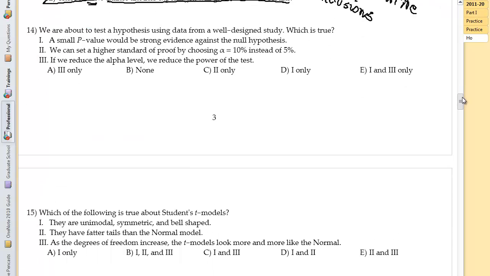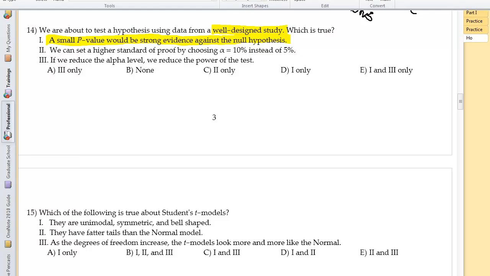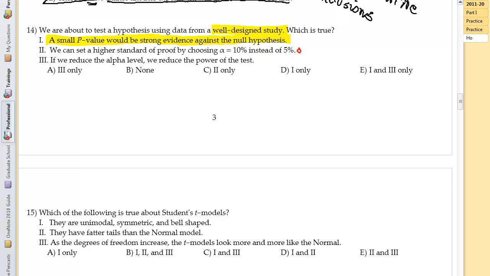All right, last one on this page. We're about to test a hypothesis using data from a well-designed study. So a well-designed study just means we meet all of the assumptions, okay, so that this is appropriate, which is true. A small p-value would be strong evidence against the null hypothesis. Yeah, right? If you have a small p-value, you would tend to reject the null hypothesis, and rejecting the null hypothesis is evidence against. We set a higher standard of proof by choosing 10 instead of 5. Now, we talked about this. This is really opposite.